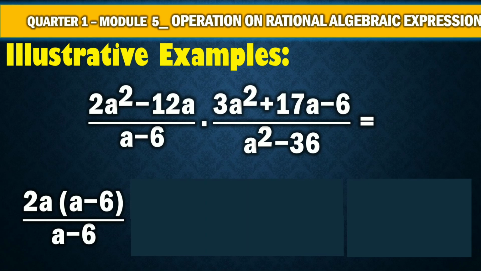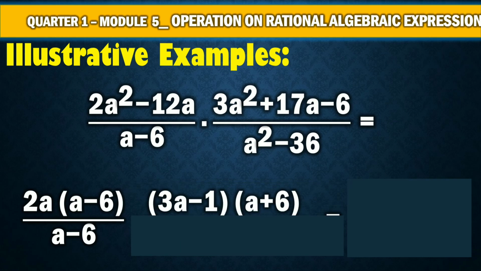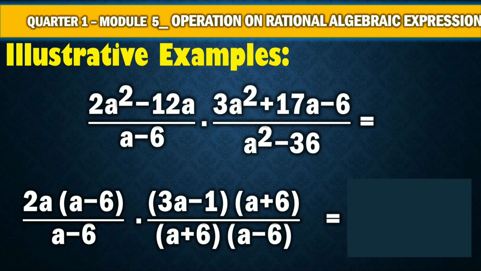And then, let's factor 3a squared plus 17a minus 6. So, this is equal to 3a minus 1 times the quantity a plus 6. Next, a squared minus 36. So, this is a difference of two squares. So, the factor here is a plus 6 times the quantity a minus 6.